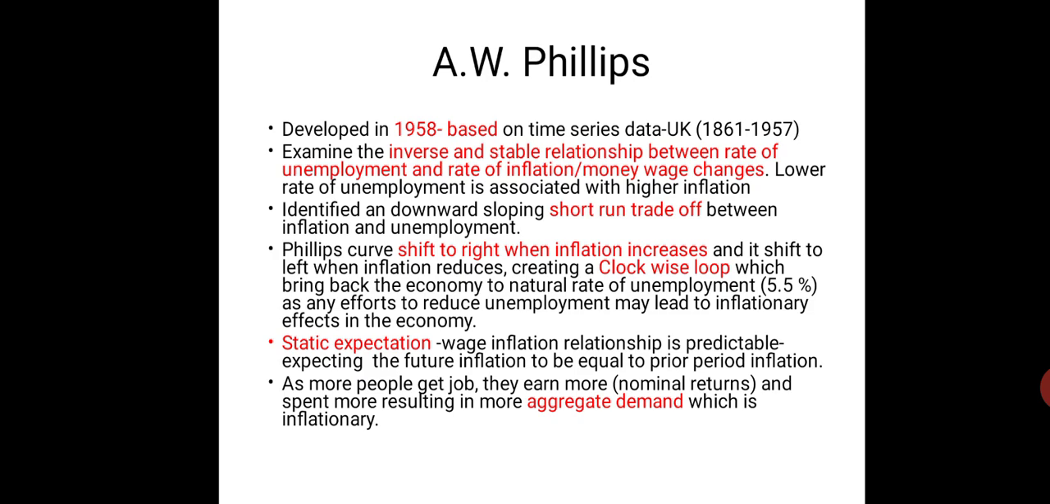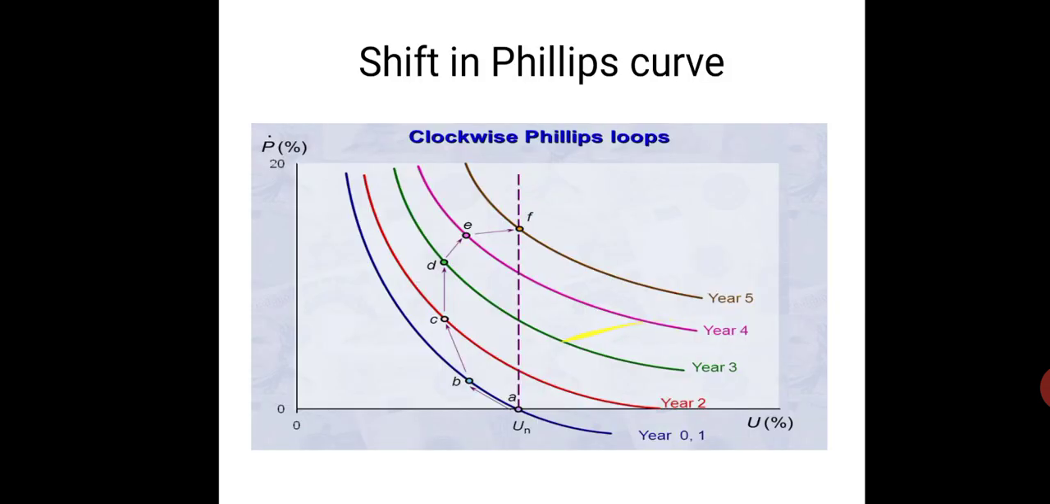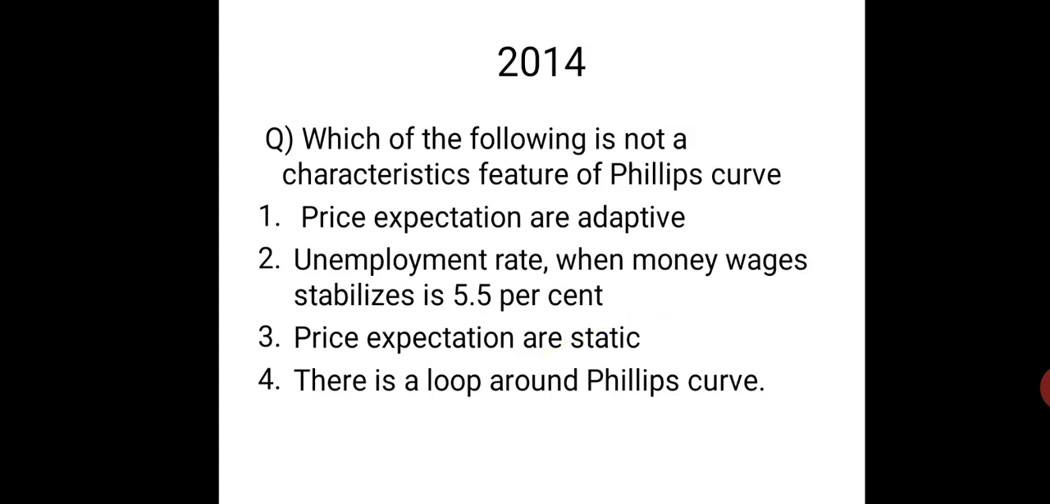So for 2021, they are making an expectation. They just take the same inflation rate that was there in 2020. That is, the same 10% will be carried forward to 2021. That is called static expectation, where they form an expectation and believe that the future inflation rate will be equal to that of the previous year's inflation. That is what the A.W. Phillips curve assumes. So we know that the A.W. Phillips curve has a static expectation, so the option of price expectations being adaptive is wrong.